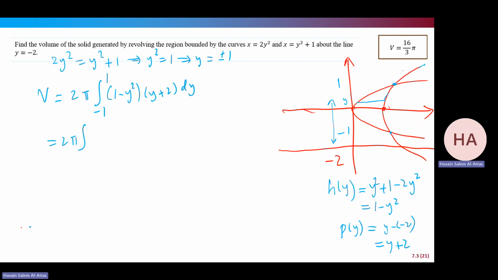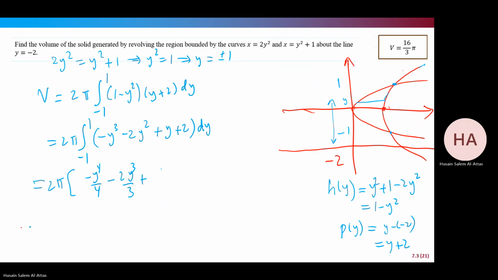So it will be 2π, minus 1 to 1. I need to do this multiplication: minus y cubed, minus 2y squared, plus y, plus 2, dy. And the calculation will be 2π times minus y to the power 4 over 4, minus 2y cubed over 3, plus y squared over 2, plus 2y, from minus 1 to 1.